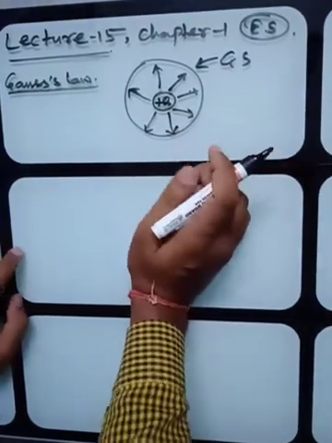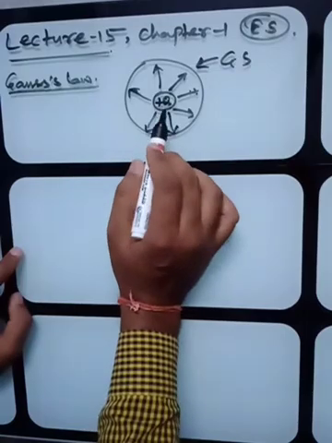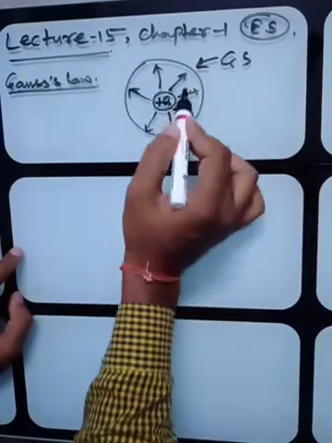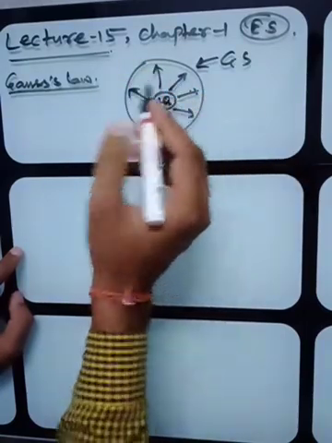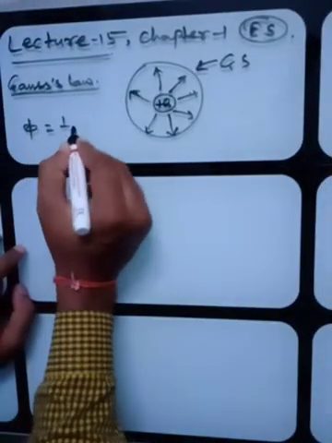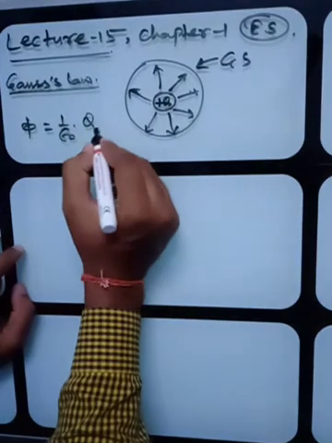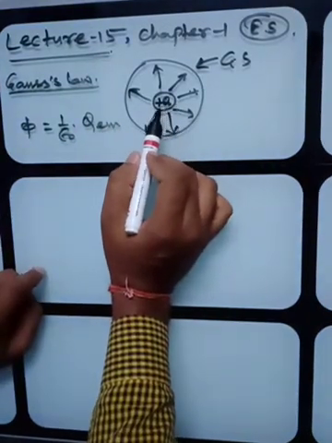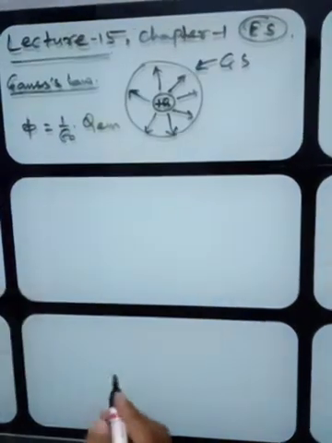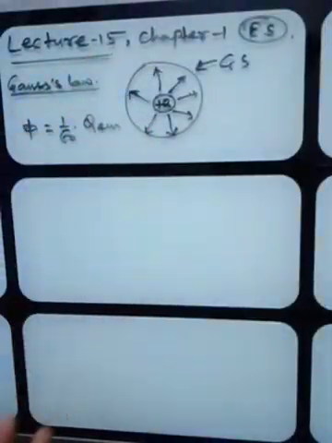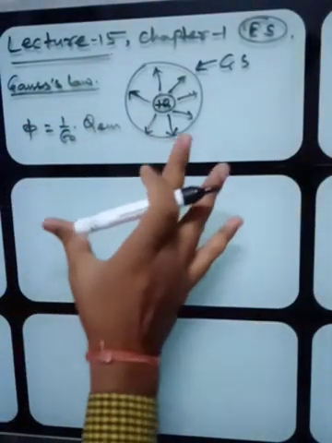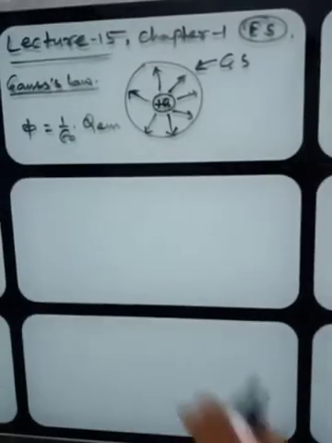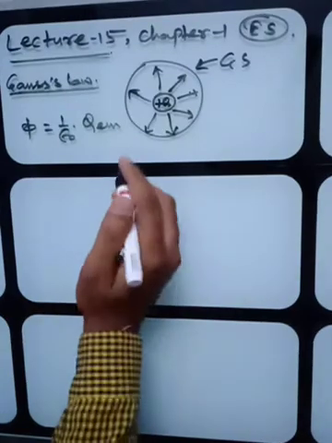Now, this is the charge, and this Gaussian surface encounters these electric field lines. We have studied that according to Gauss law, the net flux will be equal to 1 by epsilon naught times Q enclosed, that is, the charge enclosed within the Gaussian surface. On the basis of this concept, we will take a very simple example today, students, to explore your concept of Gauss law.